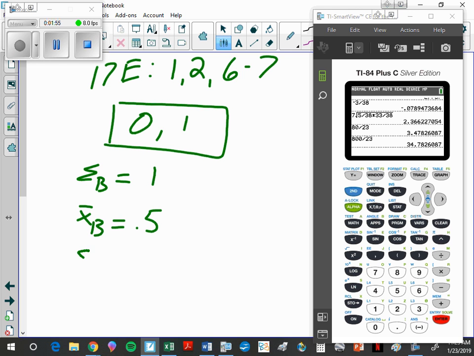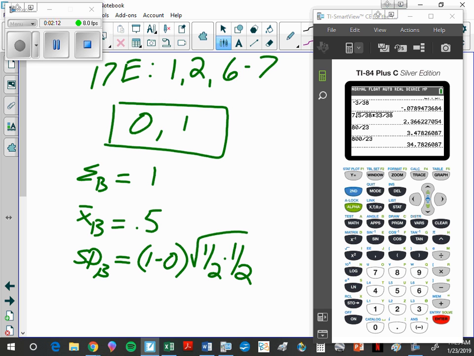The SD of the box, can I use the shortcut? Yes, because there are only 2 types of tickets in the box. So I do big minus small times the square root of the small fraction times big fraction. Do I want to plug that in my calculator? No, because I know the answer is going to be 1/2. How did I know it's 1/2?